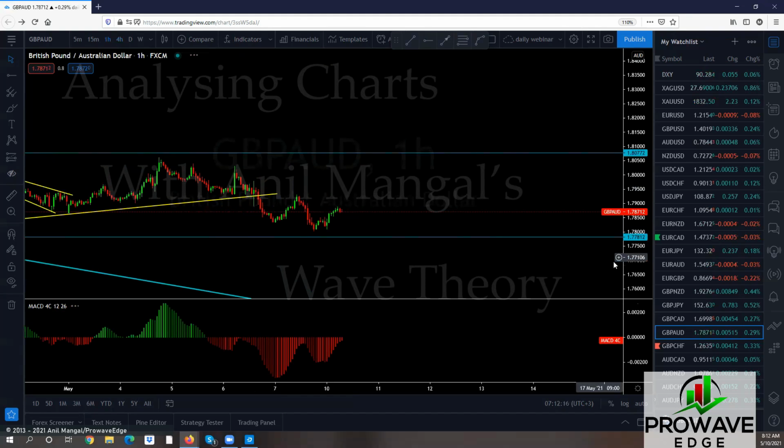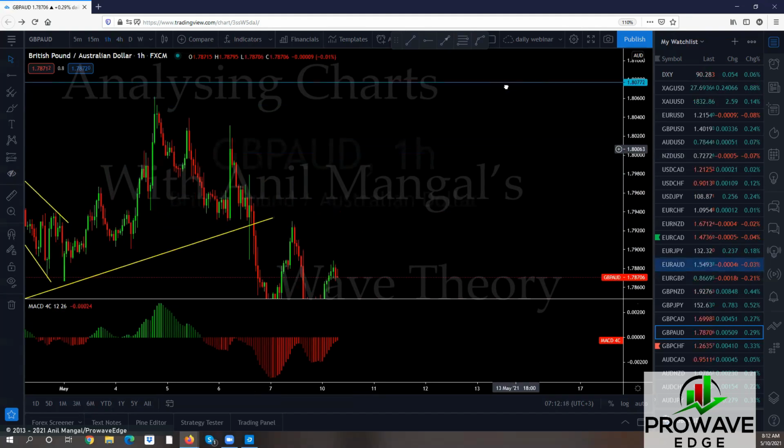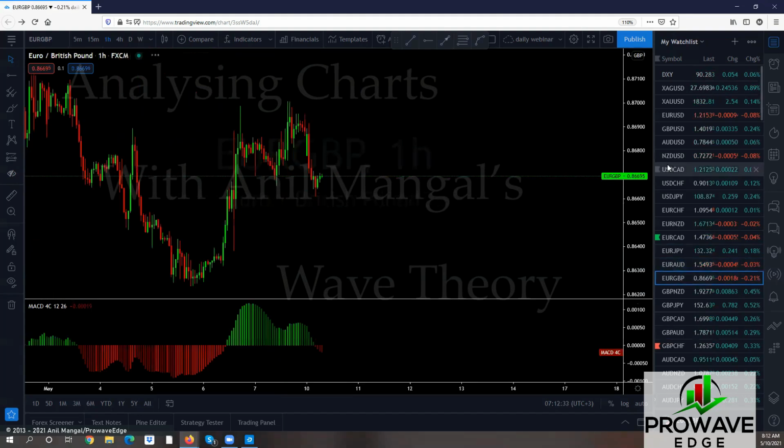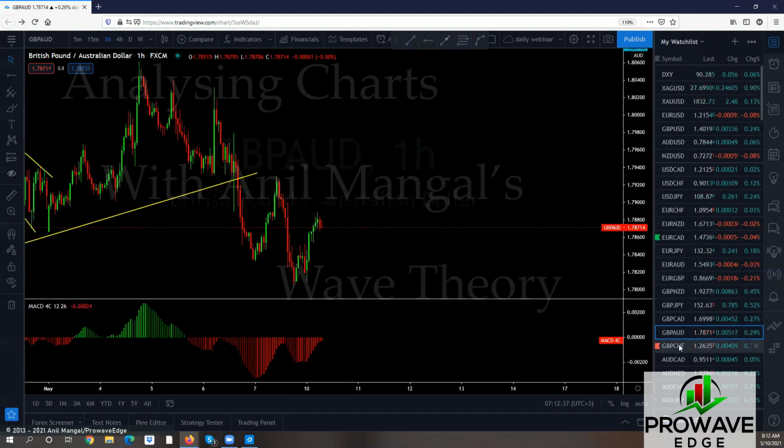Let's see. Not as yet, and we don't have anything as yet. But this was a sharp move down, so if that ended the structure, wait for a flag here and we buy. If we get a flag here today, we can go for the buy. Euro pound, I think we did that. Sorry, it was on pound Oz. Pound Swiss.